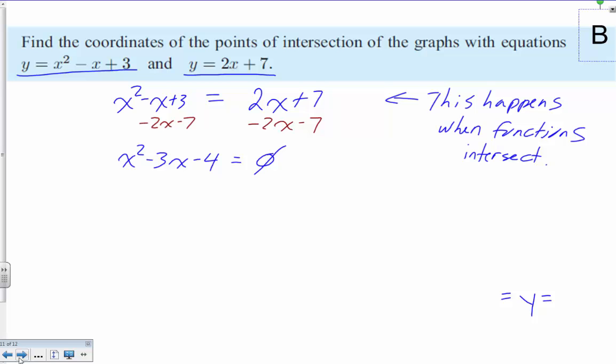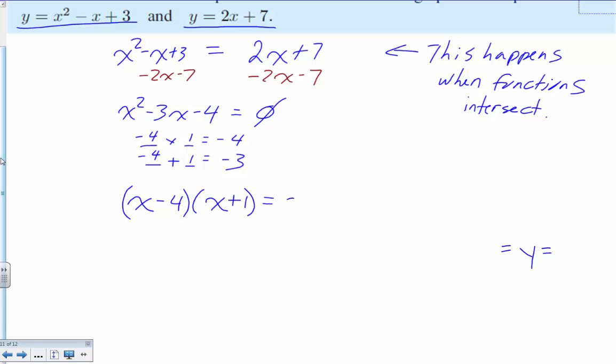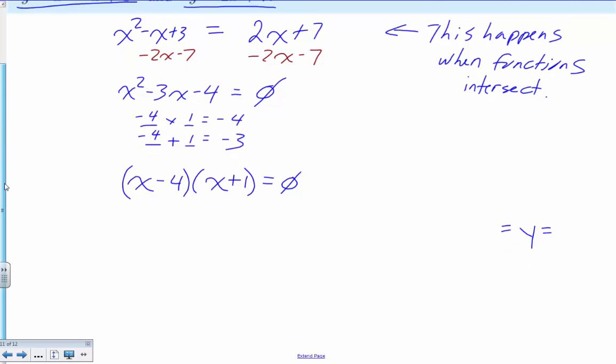So we can move on to the next little bit. And now we know we have a quadratic, so we get to factor. What times what equals -4, and when I add them together, I get -3? Well, -4 times +1 is -4, and -4 plus 1 is -3. So I have x minus 4 times x plus 1 will equal 0. Two possible x solutions: x equals 4 or x equals -1.